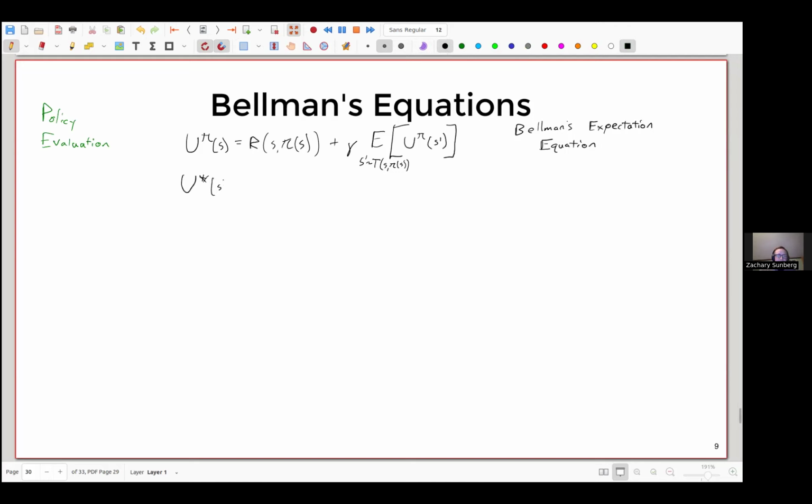The second equation is called Bellman's optimality equation. This is U*(s) = max over a. So now we're doing a maximization. R(s, a), notice that there's no prescribed policy here. It's just maxing over that action. Plus γ times the expectation, with s' distributed according to the transition probability, of U*(s'). And so this is called Bellman's optimality equation.